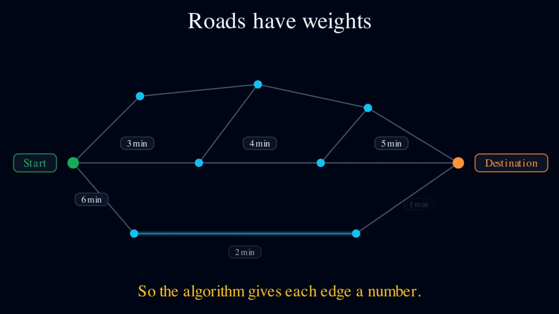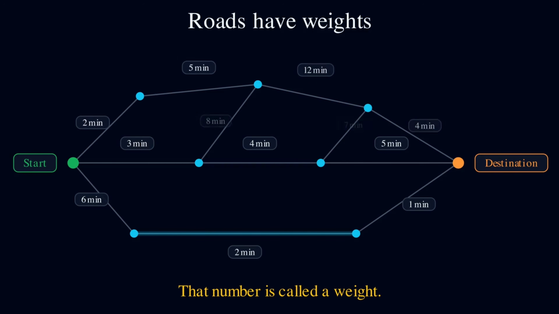So the algorithm gives each edge a number. That number is called a weight. The weight represents the time it takes to drive through that road. So this road might cost 3 minutes, this one might cost 8 minutes, and this one might only be 1 minute. Now the problem becomes much clearer.